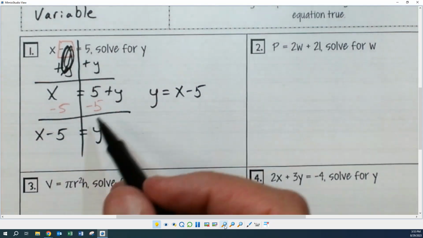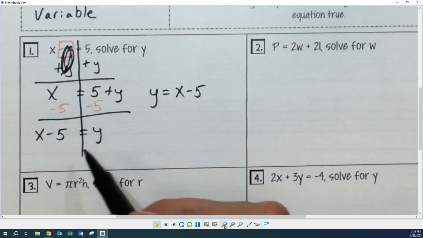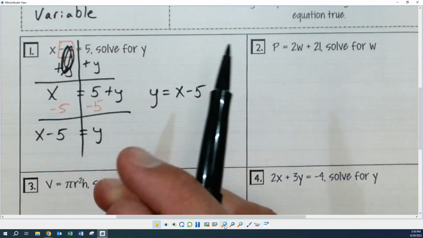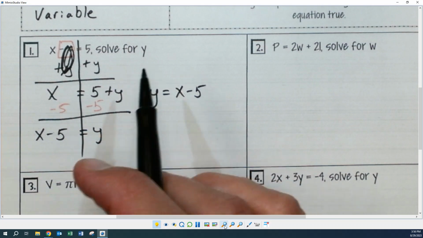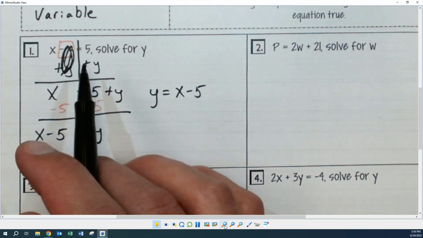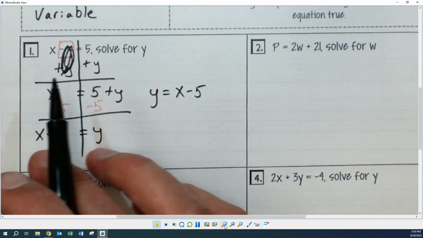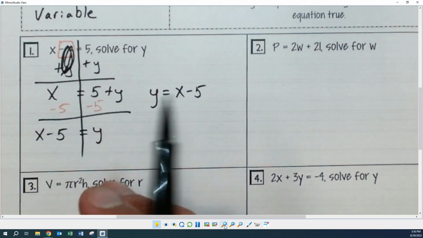I didn't do any arithmetic. I didn't really add or subtract any values at all. I'm not using a calculator to calculate anything. All I'm doing is moving these pieces back and forth over this equal sign. And just like in our previous notes, if we change sides, we change signs.